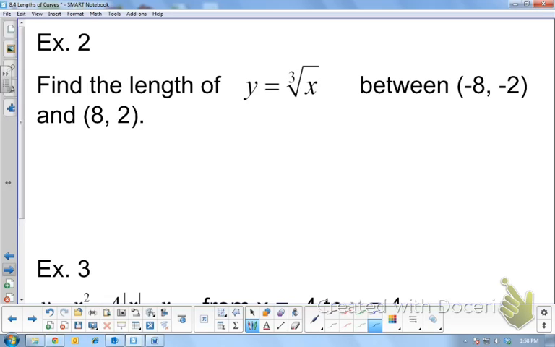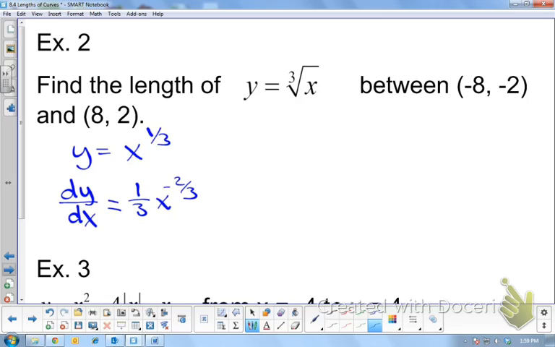Okay, so there's only 2 cases where these kinds of problems could give us trouble. When a vertical tangent is involved. So the instructions are the same, find the length of the curve. When we take the derivative of this, y is x to the 1/3, I'm going to rewrite it in exponential form instead of radical form. We take the derivative, dy/dx is 1/3 x to the negative 2/3, and then we know negative exponents move the entire thing attached to the negative exponent to the denominator.